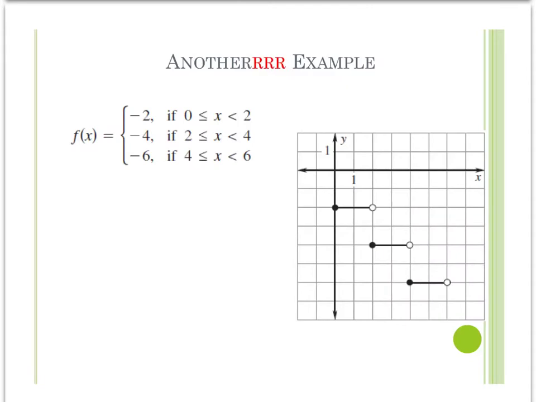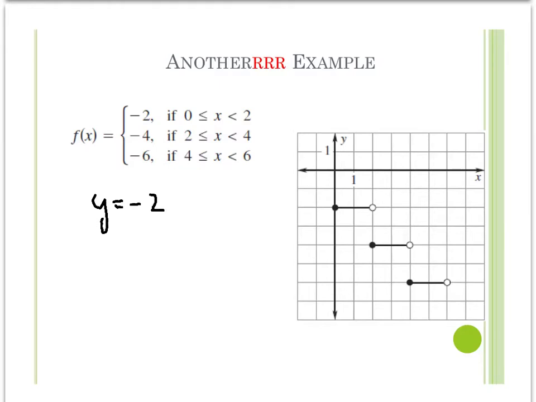Here we have an example of what's called a step function. So this step function literally looks like little steps and is not defined over the real number system. It's only defined between x equals 0 and x equals 6. So from 0 to 2, we look like the line y equals negative 2. And then from 2 to 4, y equals negative 4. 4 to 6, the line y equals negative 6.